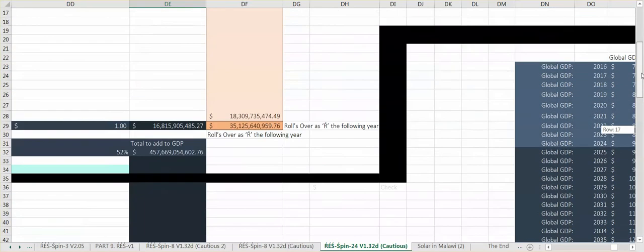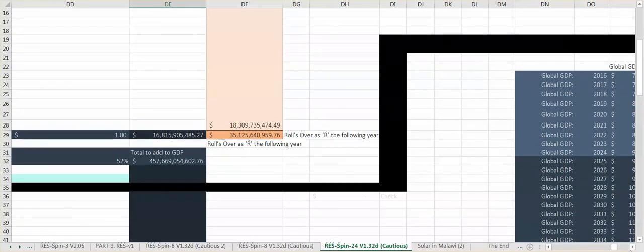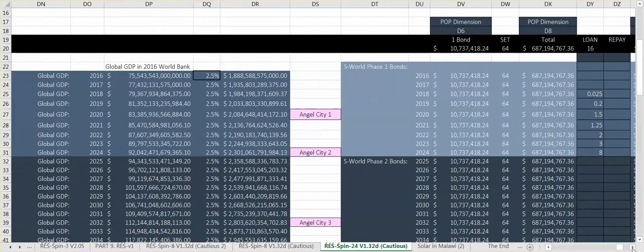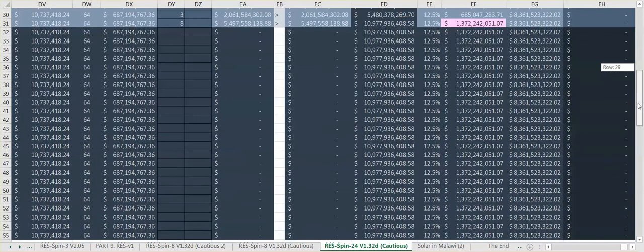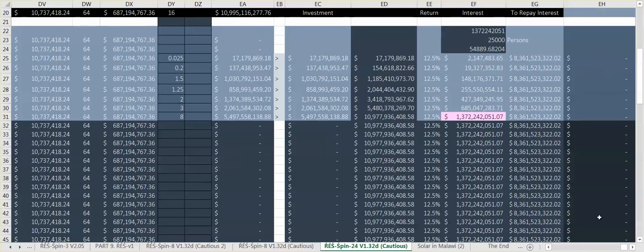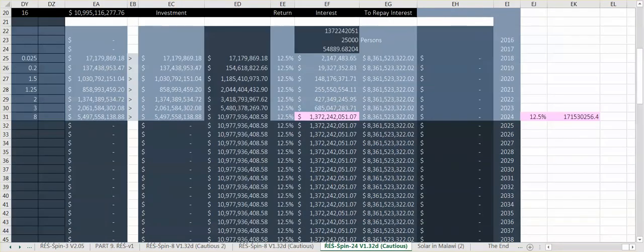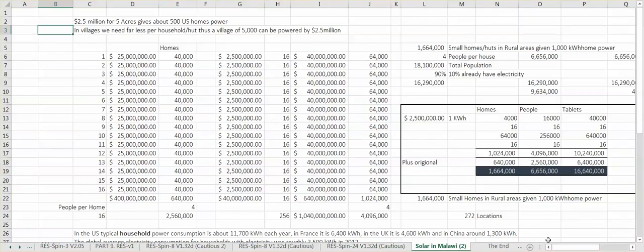Lastly, just some stuff on the right. What's this telling us? Not a lot. This is about investor returns. Okay, lastly, I think this spreadsheet. Remember, we're going in reverse order. This is the very first, and the very first considered powering Malawi as an essential thing that we really should do first. Malawi has mostly not got power.